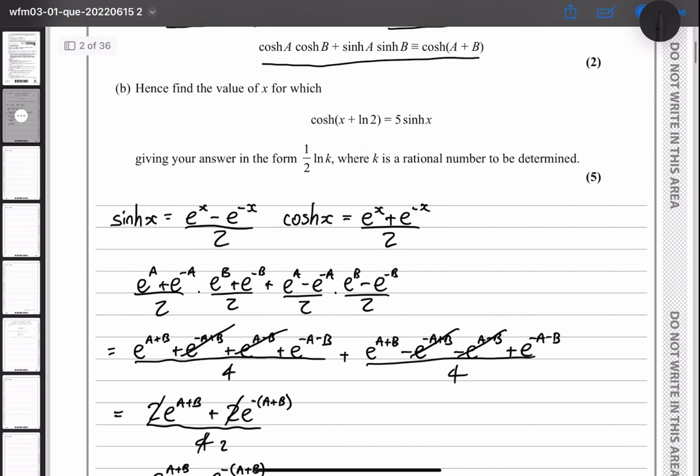Part B says hence. That little word there means use the thing you've just proven to help you in the next bit. Find the value of x for which this is true. So we'll use what we've just done. We'll turn this expression for cosh here into something that looks like this left hand side up here, and then we'll simplify a few things with the log 2 and get an equation that hopefully we can solve more easily than the one that is here.